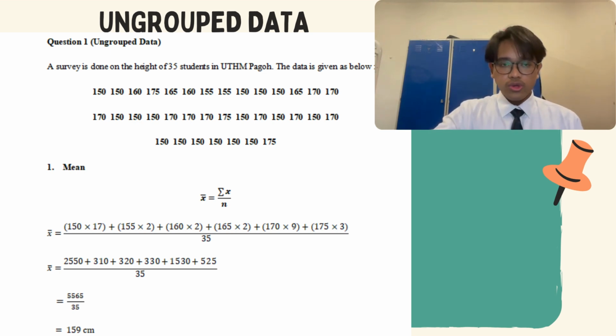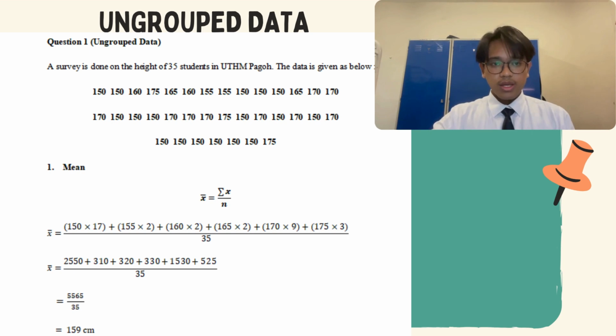Next, we'll go to the solution of the case study. There are a few things that we have to calculate in this case study, which are mean, mode, median, variance, and standard deviation. So first of all, we have to calculate the mean. We have 17 data of 150, 2 data of 155, 2 data of 160, 2 of 165, 9 data of 170, and 3 data of 175. We'll divide it by 35 because we have 35 respondents, which is n. So the total of the data is 5,565 divided by 35, which is 159 centimeters. That is the mean for this data.